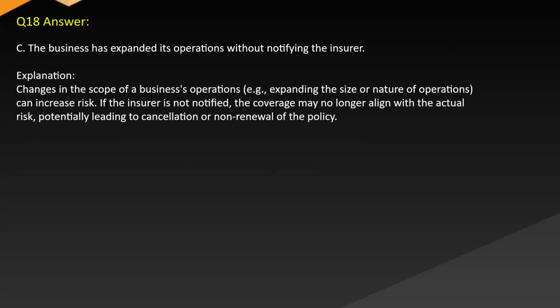Answer C. The business has expanded its operations without notifying the insurer. Explanation: changes in the scope of a business's operations, e.g. expanding the size or nature of operations, can increase risk. If the insurer is not notified, the coverage may no longer align with the actual risk, potentially leading to cancellation or non-renewal of the policy.